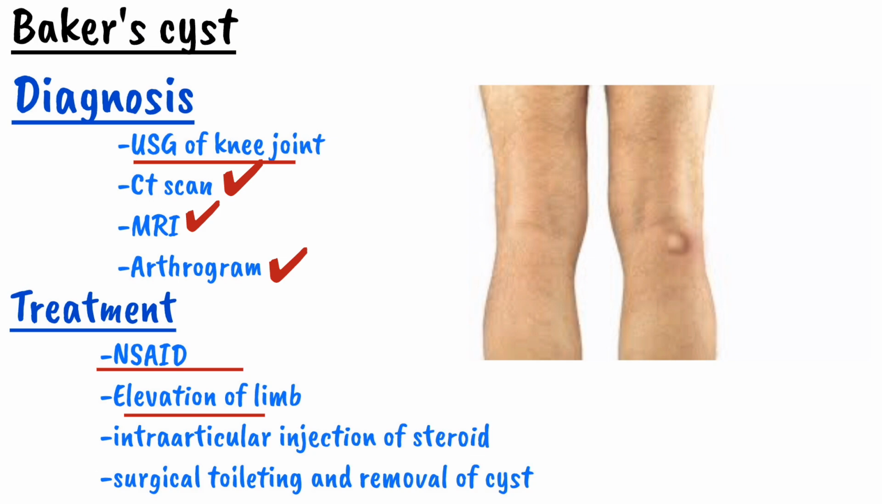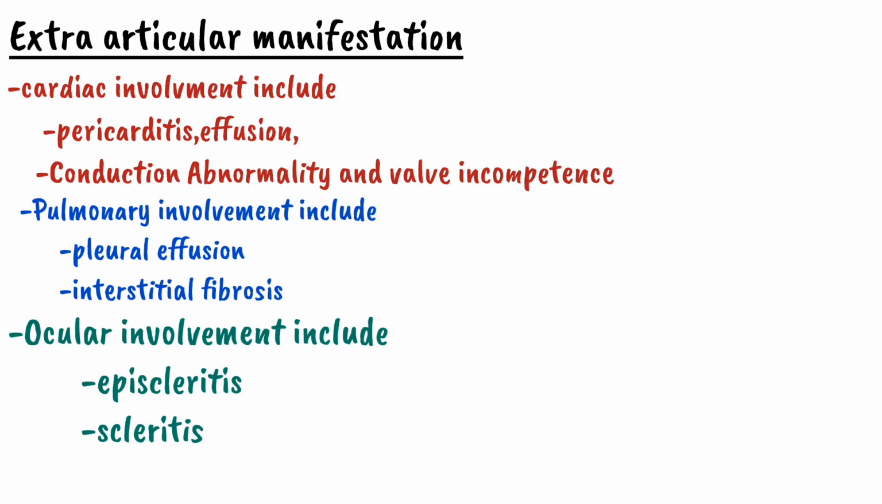We can also give an intra-articular injection of a steroid. And the last resort is surgical excision and removal of the cyst, so it will cure a Baker's cyst. By now we are done with the articular manifestation of rheumatoid arthritis.